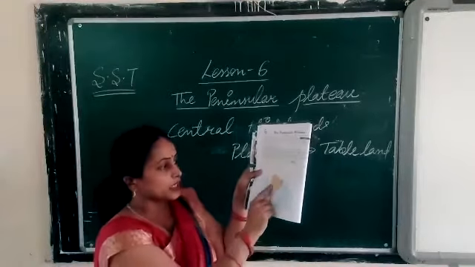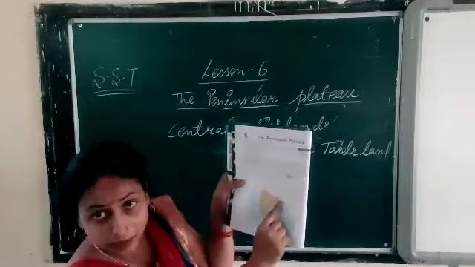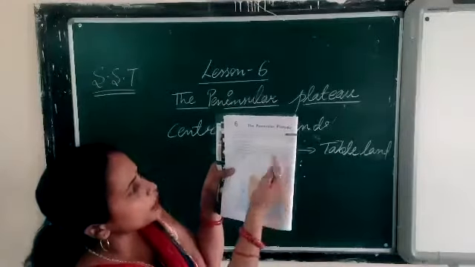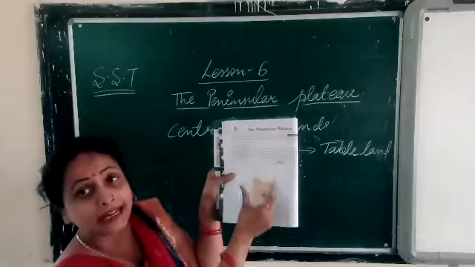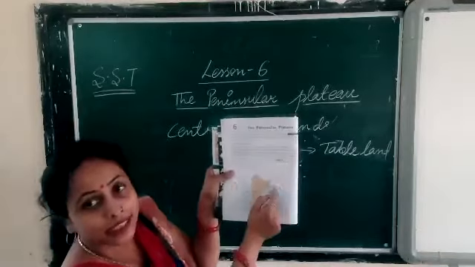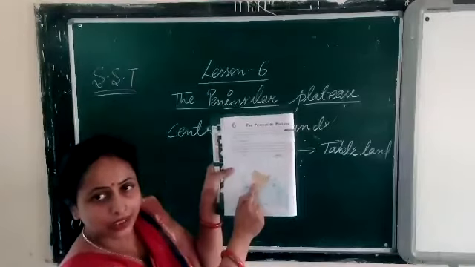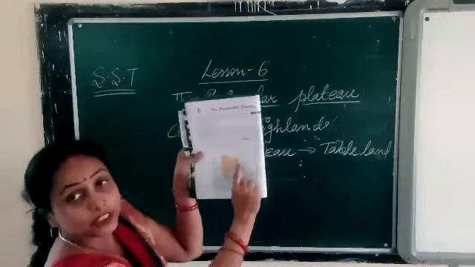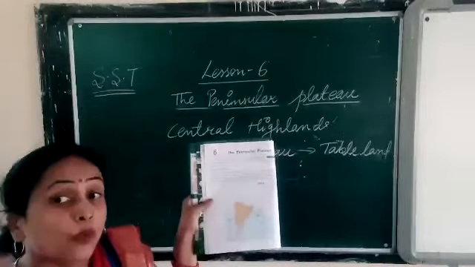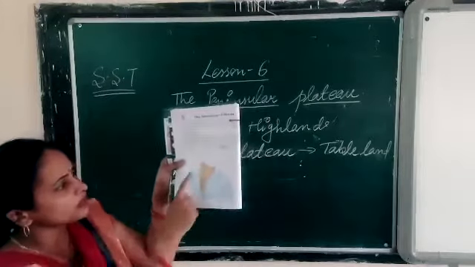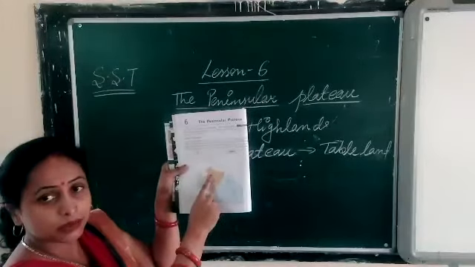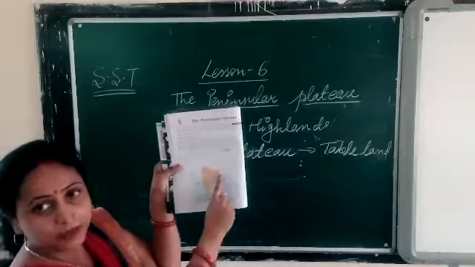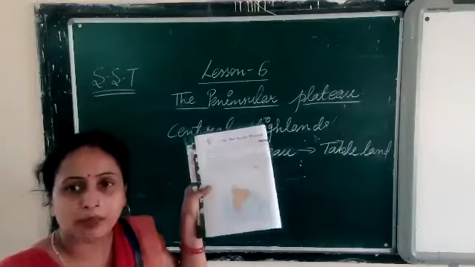We will learn here Malwa Plateau and Chota Nagpur Plateau. Where is Chota Nagpur Plateau? In the central part only. The Malwa Plateau and the Chota Nagpur Plateau lie in the Central Highland, in the middle of that. This Malwa Plateau is situated in the northwestern part, and this Chota Nagpur Plateau is situated in the northeastern part.